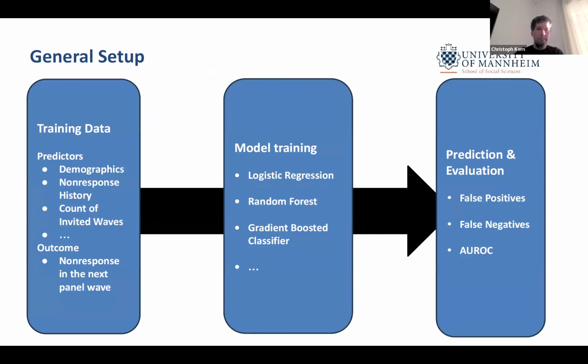So this will be our broader setup in this context. We have, for the most part, some data available from a given panel survey that we can use to learn patterns of non-response. We have classic sets of predictors available: demographic information, non-response history, and potentially also the count of previously invited waves for a given participant. And for the most part, our setting will be predicting non-response in the next panel wave, although we can also envision different outcomes here.